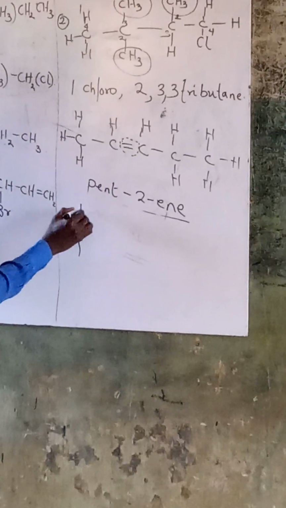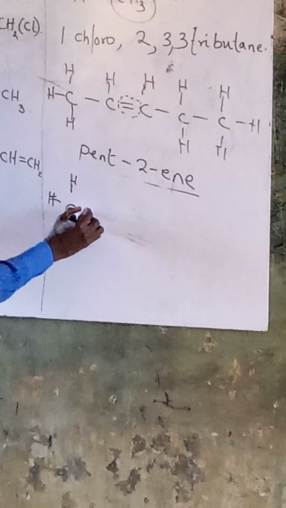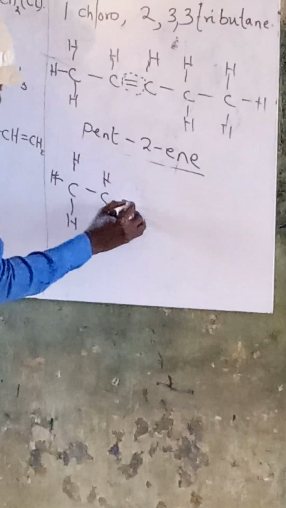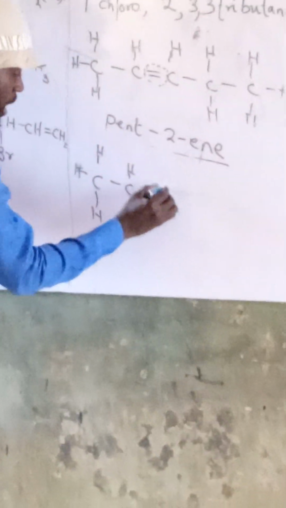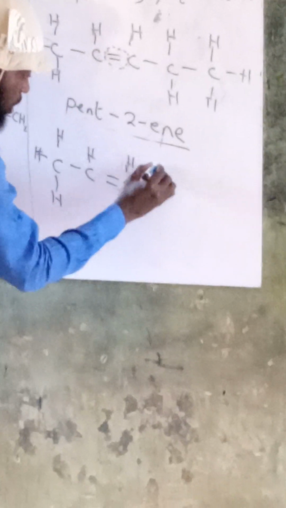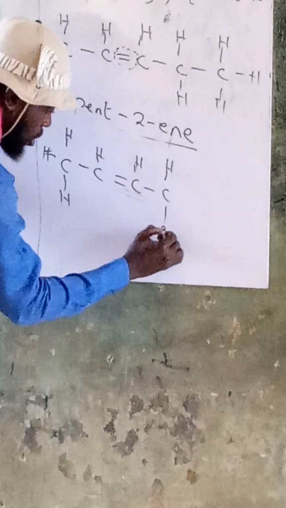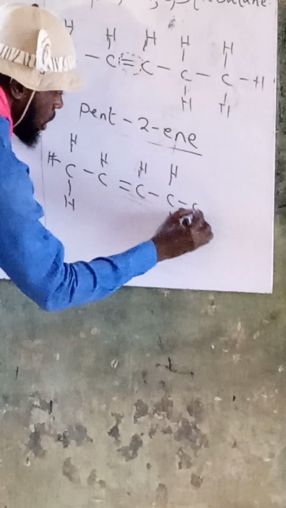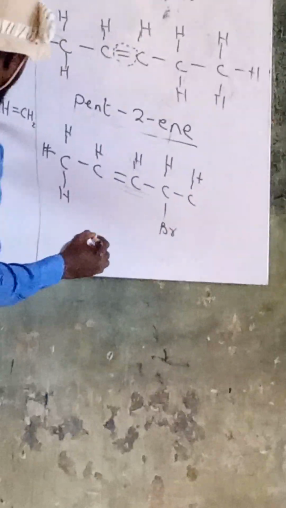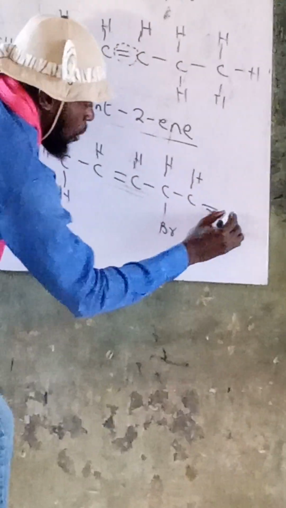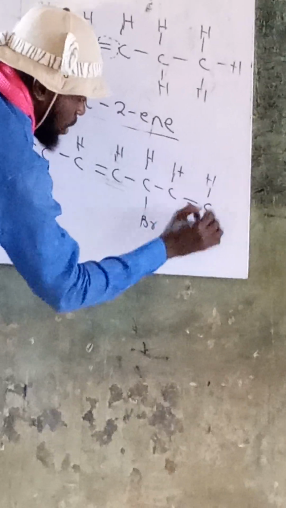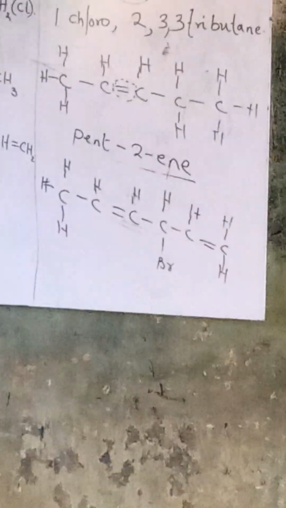Then the last one, CH3. Hydrogen here, hydrogen here, hydrogen. Then CH. There's a double bond. C on that H. Then here is CH. Then bromine. Then CH. Then a double bond again. This is very interesting. Now, the parent has changed. There are 2 double bonds here.